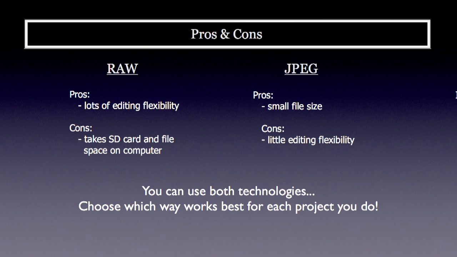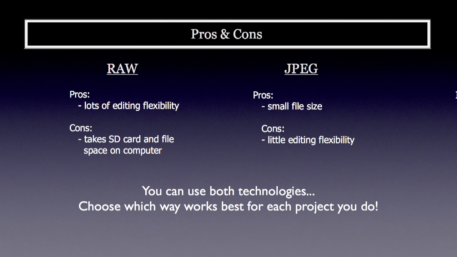Now let's talk about the pros and cons of each. One of the pros with RAW is that it allows you to have lots and lots of editing flexibility. There have been many times I can bring a photo back to life that, if I had compressed the file using JPEG, I wouldn't have had enough information to bring the photo back to life. The con to RAW, though, is that because it saves all of the data that the sensor captures, it takes up more space on your SD card and more file space on your computer. Whereas the pro with JPEG is that because you have small file sizes, it doesn't take up a lot of space on your SD card or on your computer, but the con is that you have very limited editing flexibility.